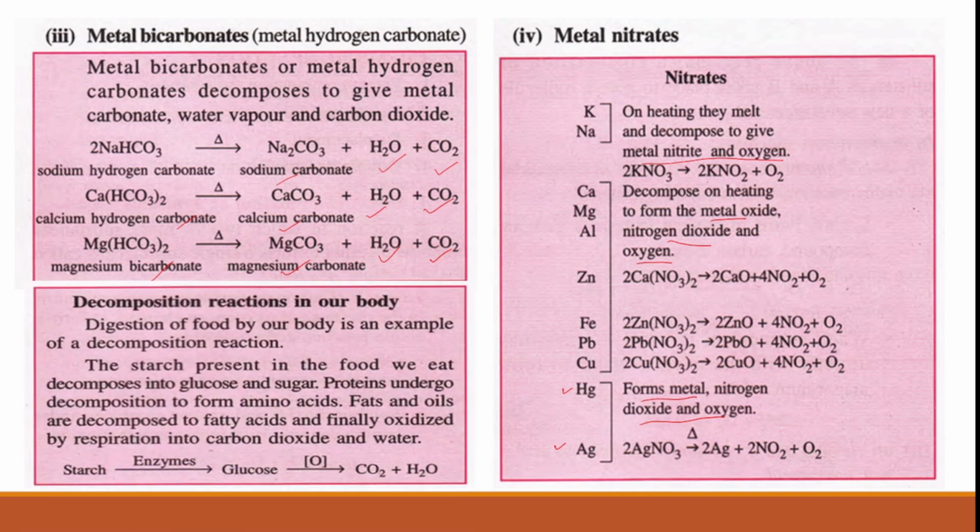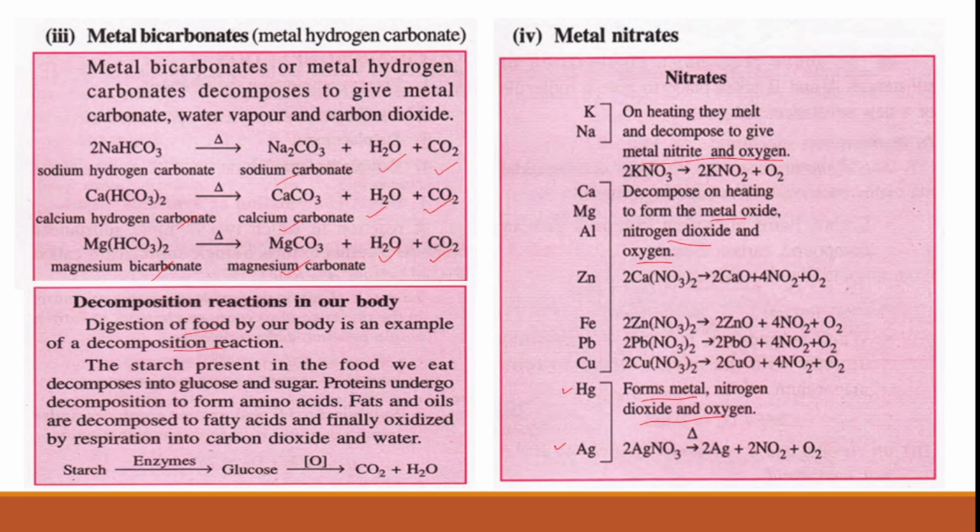And lastly, in our body also decomposition reaction occurs. You know what happens when we eat the food, what happens during digestion, all these you have already studied in biology. So decomposition reaction takes place in our body. Best example is digestion of our food. It is an example of decomposition reaction.